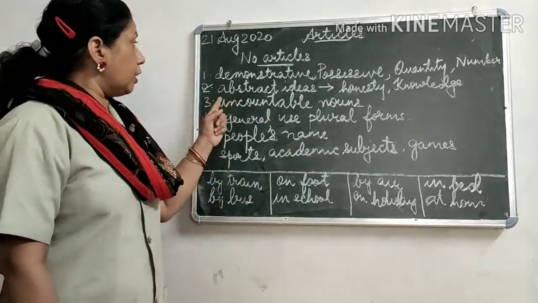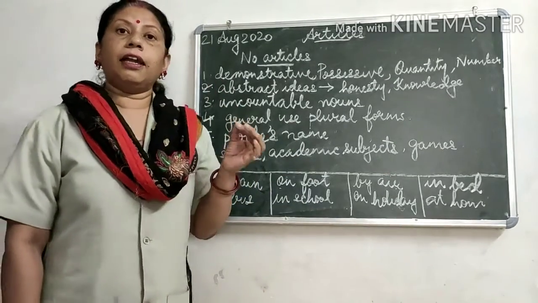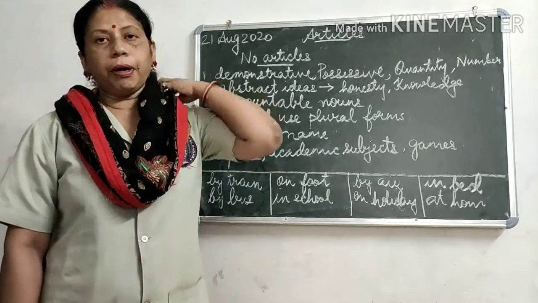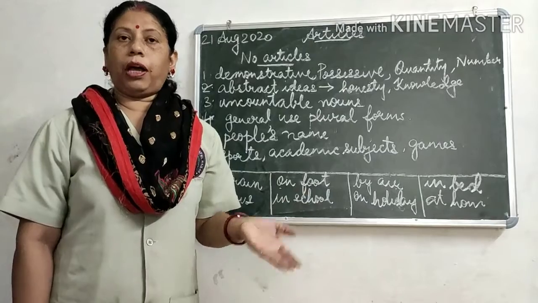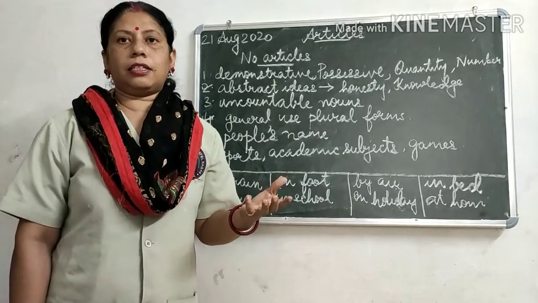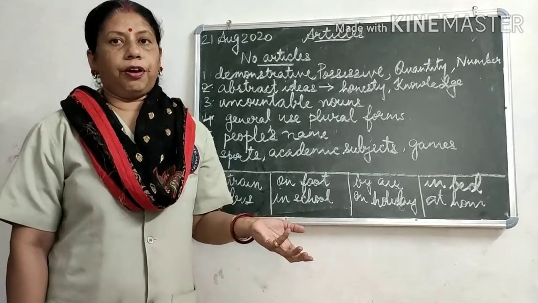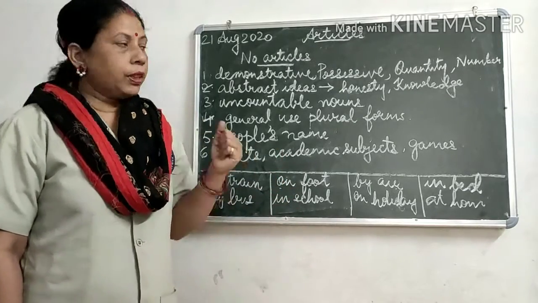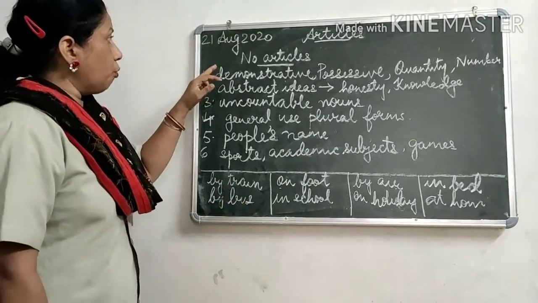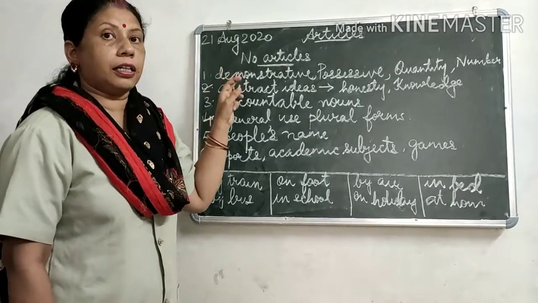In some of the cases you will see here that they do not always require the use of the articles. But again, sometimes they do require, according to the sentence, according to the meaning that the sentence is providing. So accordingly you have to use the articles, okay. Now let us start with the first point. So where do we not place the articles?